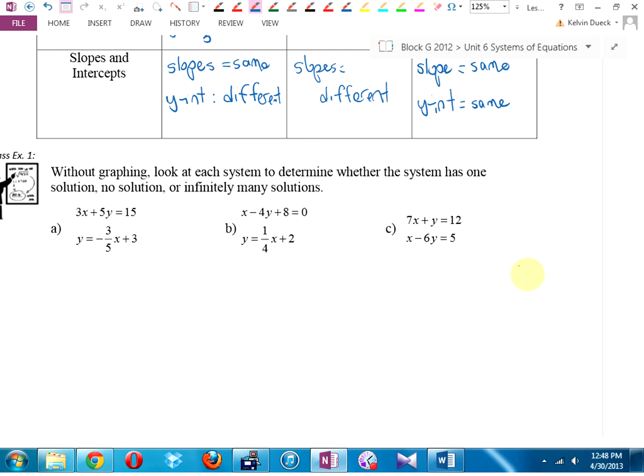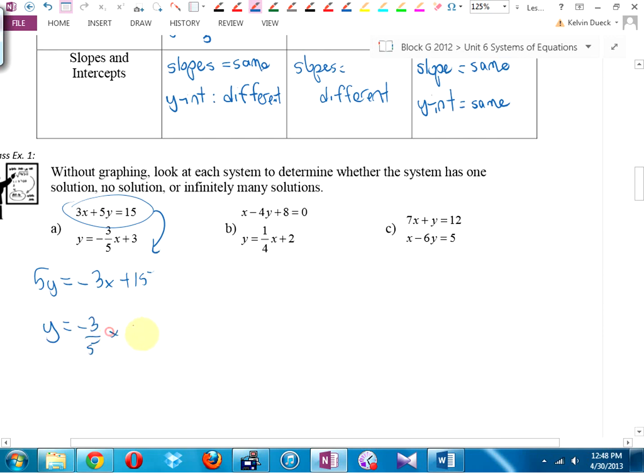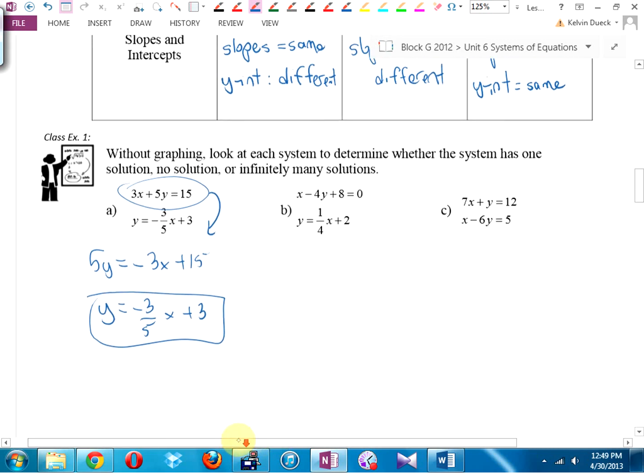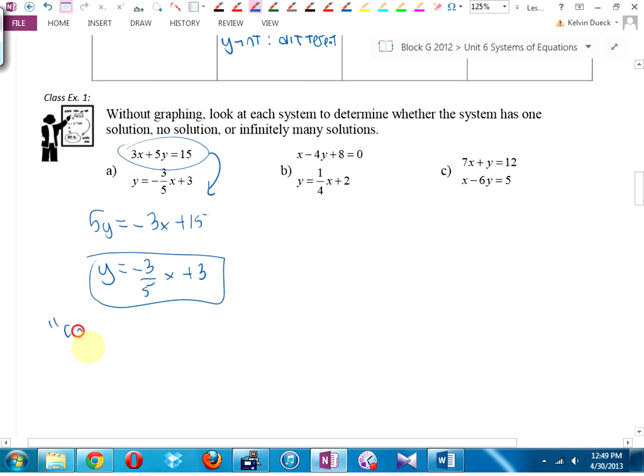Let's, in A, rewrite this in slope-intercept form. How would I do that? So we're going to get 5y equals negative 3x plus 15, and then what? Divide by 5, you'll get negative 3 over 5 x plus 3. How does this compare to the second equation? Exact same, not just same slope, but what else? Same y-intercept, right? So these are, fancy word, coincident. I'll write that down just so that you see it. Or, for Rob, infinite number of solutions.